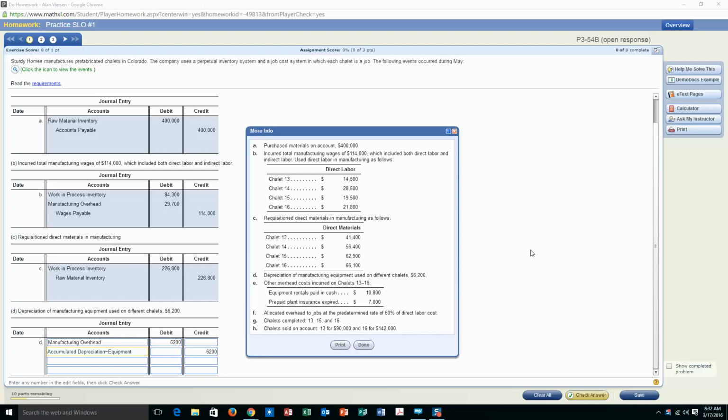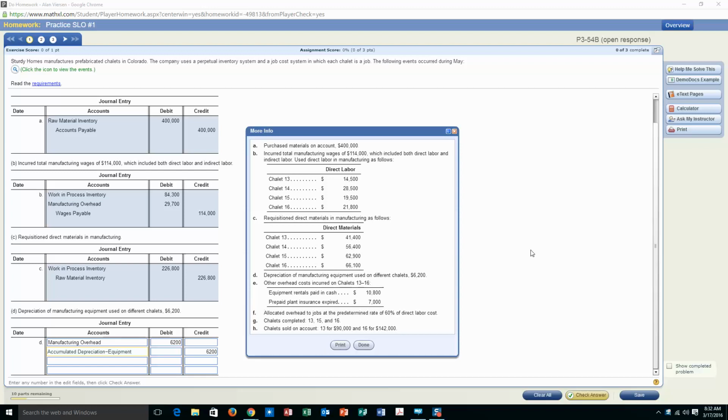Hi, class. We all know it's time to do the SLOs, the first part, and the SLOs for the first part of the class have to do with the different costing methods that you learned. In Chapter 3, there's a problem for job order costing. Chapter 4, there's an ABC costing problem. And then from Chapter 5, there's a process costing problem.